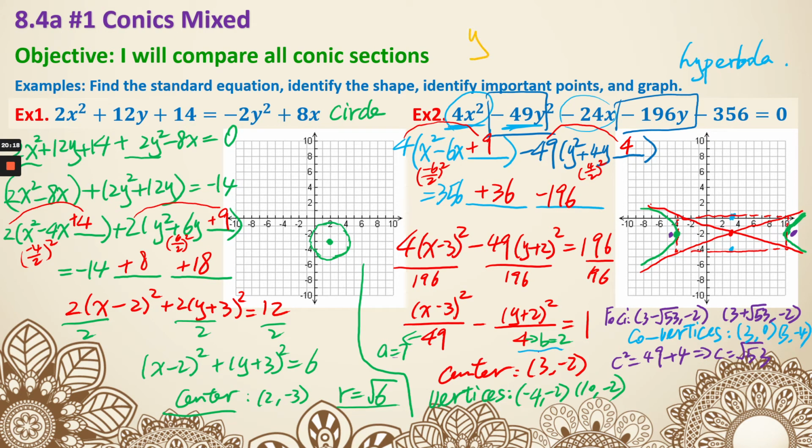It's going to be y plus 2 equals, my b is 2, my a is 7, so plus or minus 2 over 7, x minus 3. That's my asymptote. We are just going to use that center point to actually generate the point slope form. Again, the slope is b over a. So the hyperbola has the most stuff, and that is example 2.